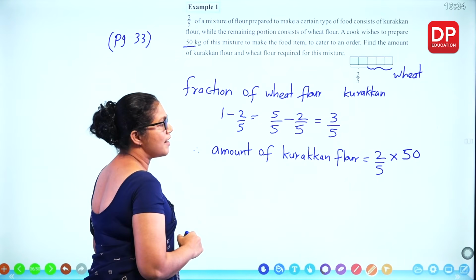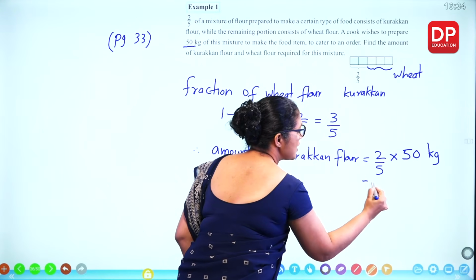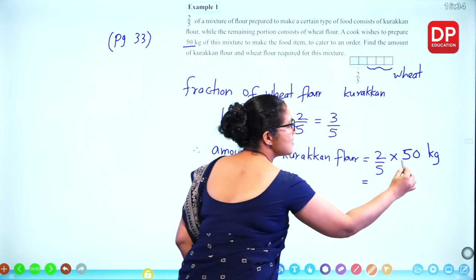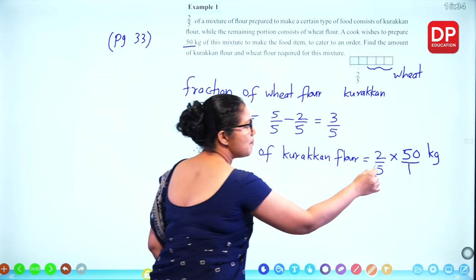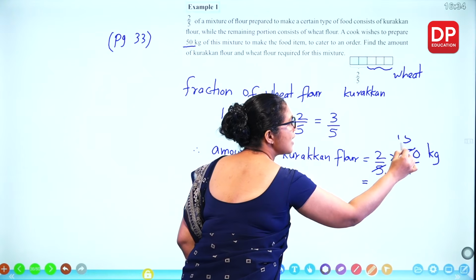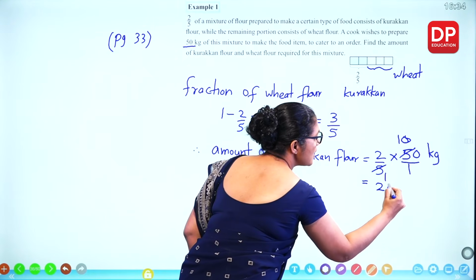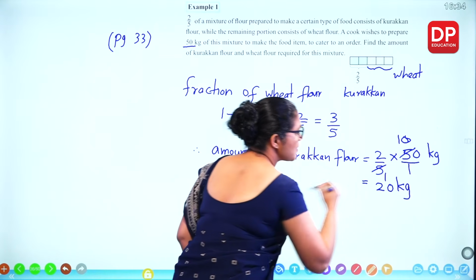So here you can write 50. This is in kilograms. You can simplify this, like a fraction. You can simplify 5 with 50. You can divide by 5. You get 10 here. So 10 times 2, you get 20 kilograms.